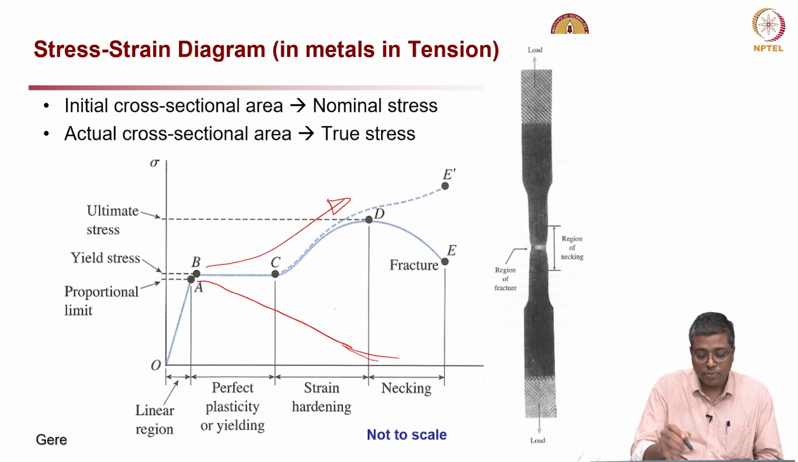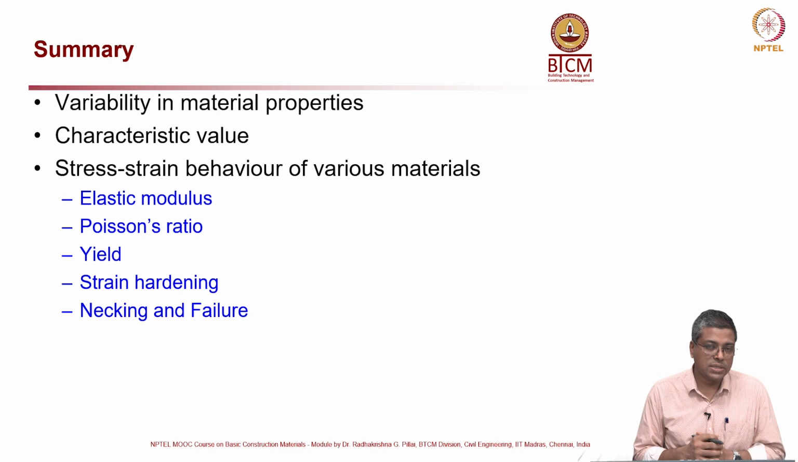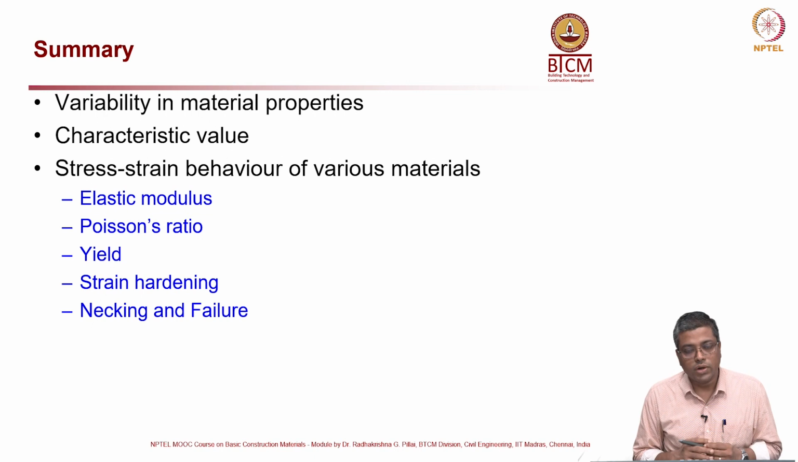Now to summarize, we looked at variability in material properties, we looked at the characteristic value which is widely used for design purpose. We should not use the average values, but rather a value which is more conservative, which is the characteristic value. And then we also looked at stress strain behavior and various properties associated with the material's behavior like elastic modulus, Poisson's ratio, yield strength, strain hardening, and necking and failure also we discussed.